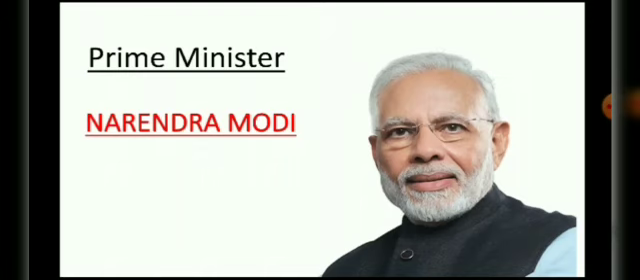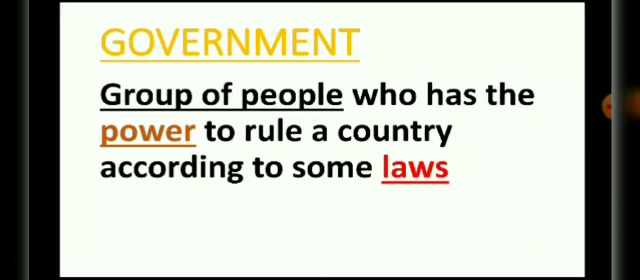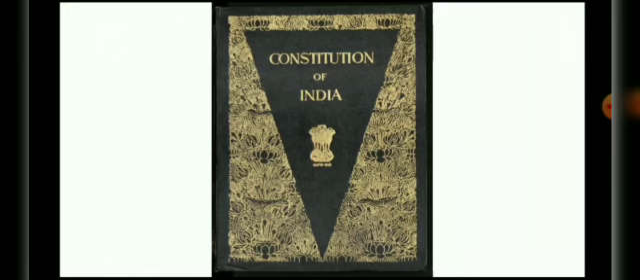Now, what is government? Government means a group of people who have certain power and they rule our country or control the activities of our country according to some laws. It is not that they have all the powers, they also follow certain laws. All the laws about how to rule a country or the activities of the country are written in a book and we call this book the Constitution of India. You will find all the rules and regulations in this book.